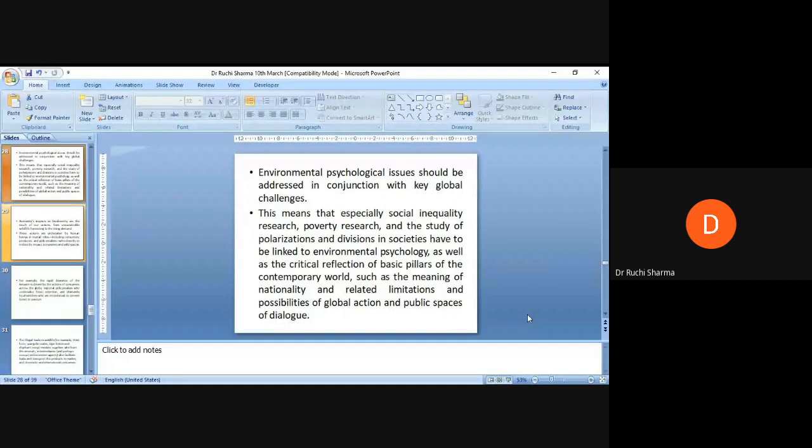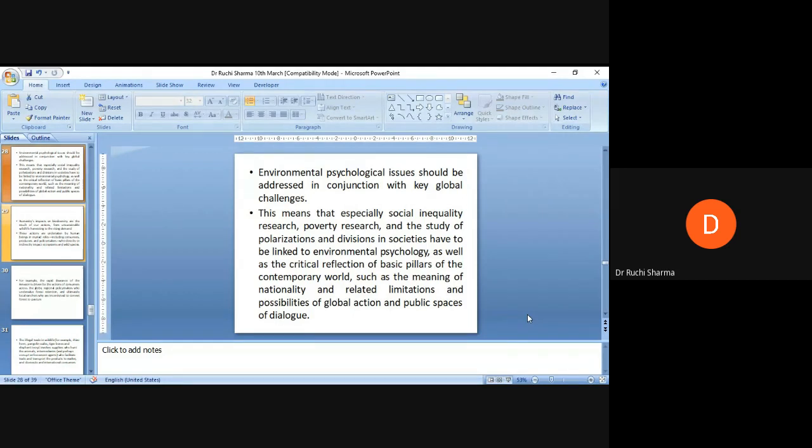Environmental psychological issues should be addressed in conjunction with key global challenges, because the impact of the environment of a particular place is not just related to that place, but goes beyond that geographical boundary. This means especially social inequality research, where we are talking from different country perspectives, like developed countries, developing economies, etc.